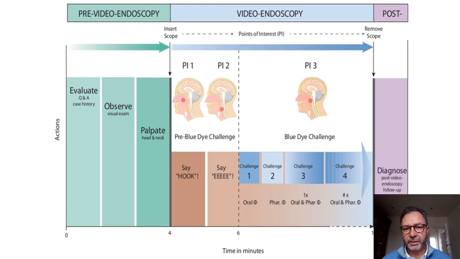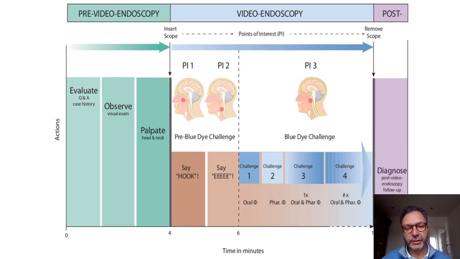The video endoscopy will be divided in three moments called points of interest, PI1, PI2, and PI3, with the scope stopping first at the level of the choana, secondly in the laryngeal introitus or vestibulum, and we will then pull it a little bit up to have a global picture of the pharyngeal larynx. So the FEES moment will be divided itself into several challenges.